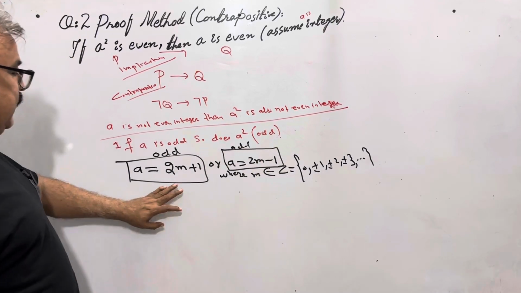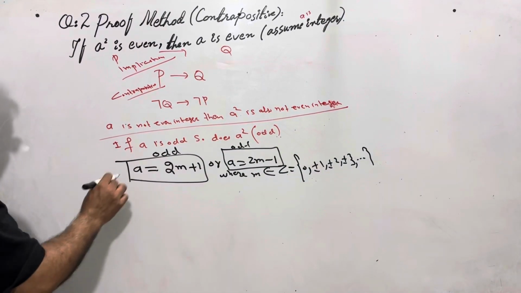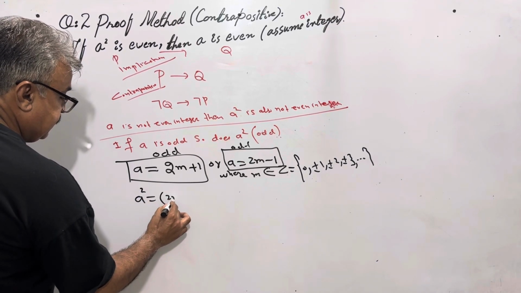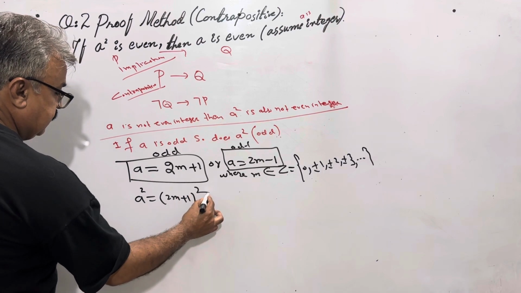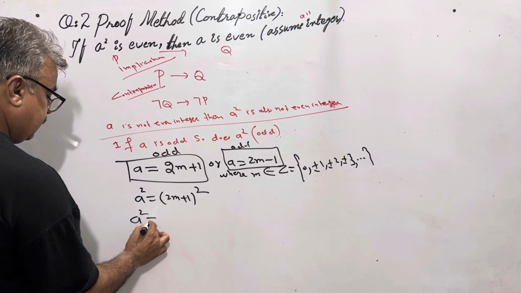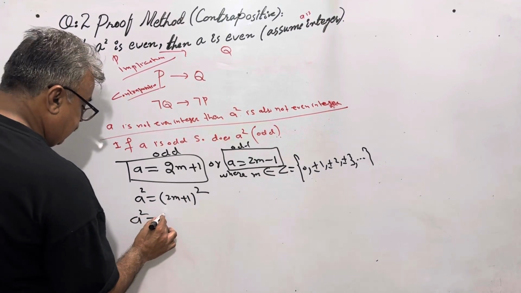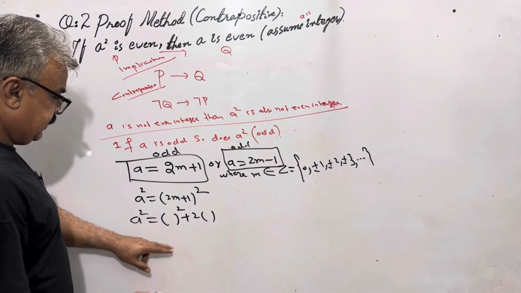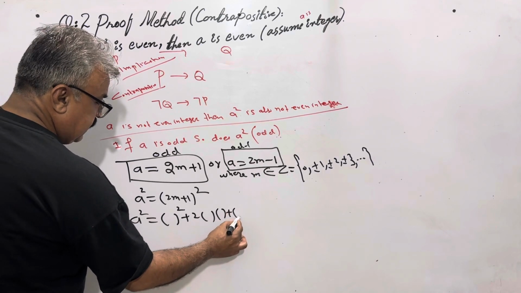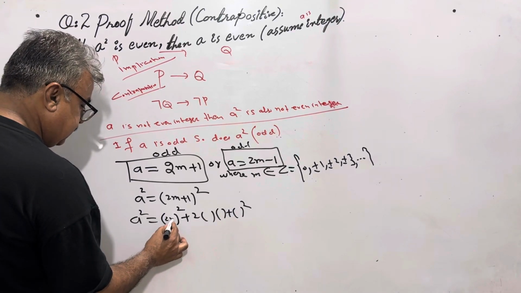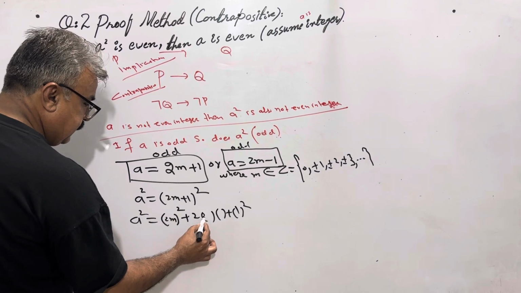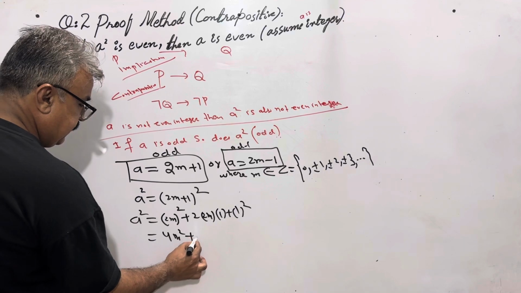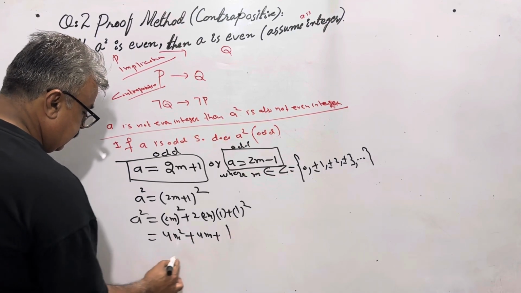Okay, taking this, we have to prove that its square is also odd. Squaring both sides, a square is 2m plus 1 whole square. That's our a square. Open this up. You are familiar from a little bit of algebra: square of first, twice first into second, plus the square of second. We have here 2m squared, 2m times 1. It will become 4m square plus 4m plus 1.